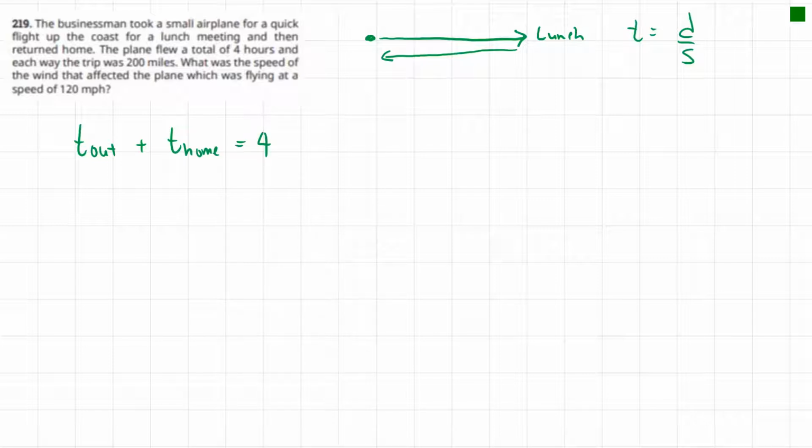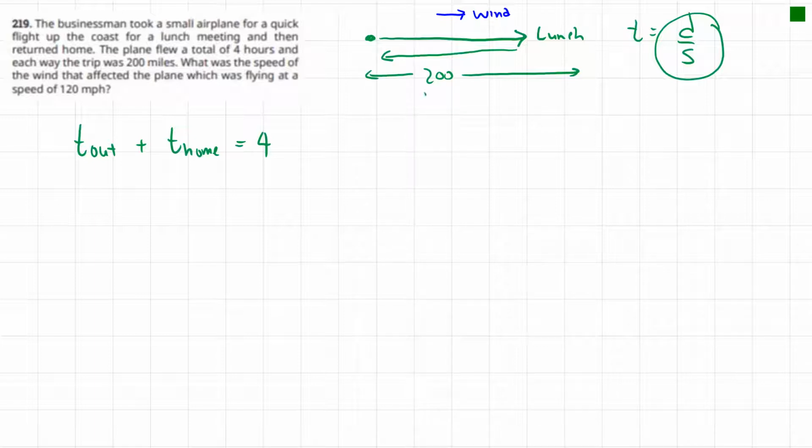Now we know that time was different going out and coming back because there was wind. So let's assume that the wind was blowing in this direction. So that means on the way to lunch, wind was helping him, and on the way home, wind was slowing him down. So the time out, which is distance over speed, is the 200 miles.